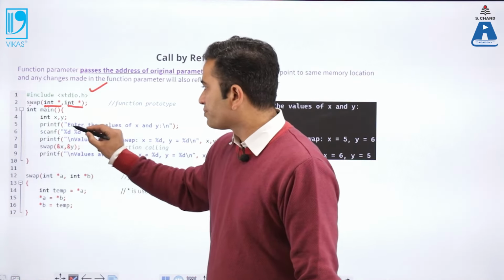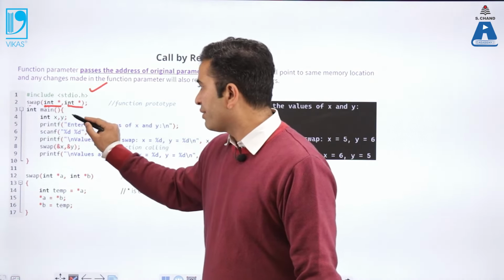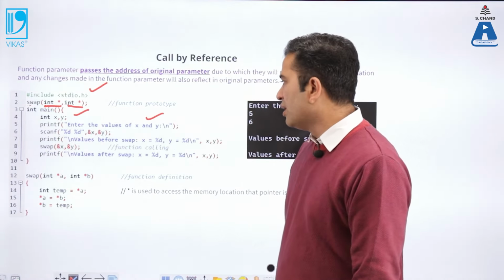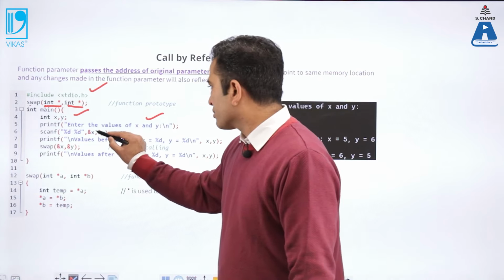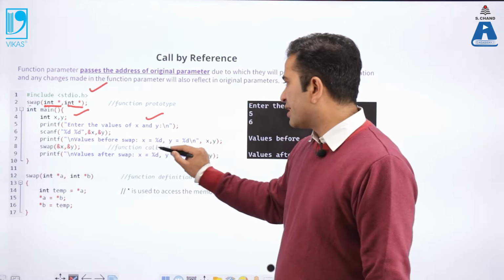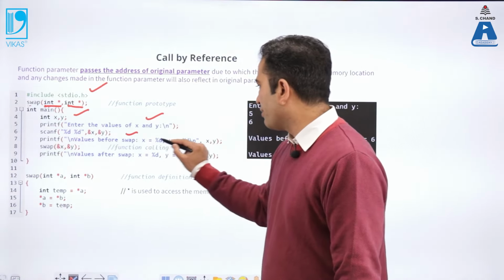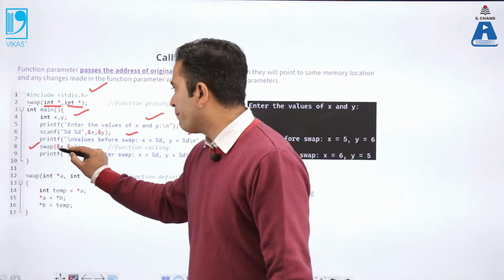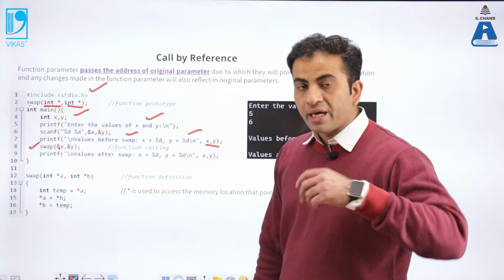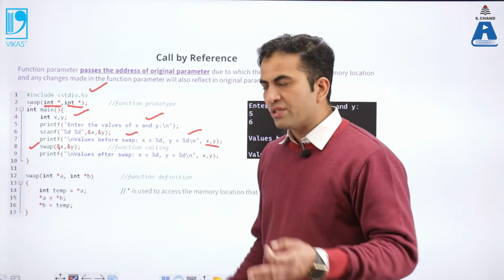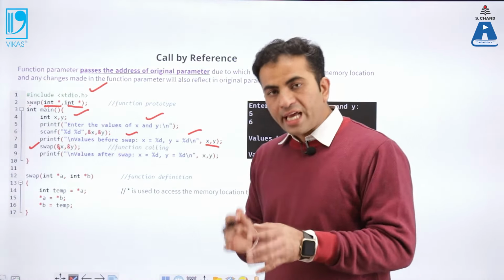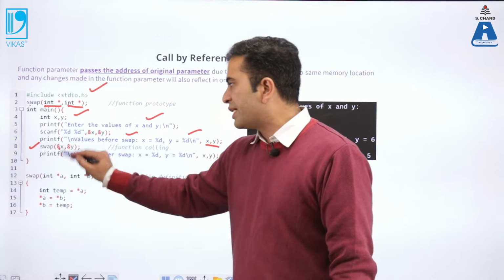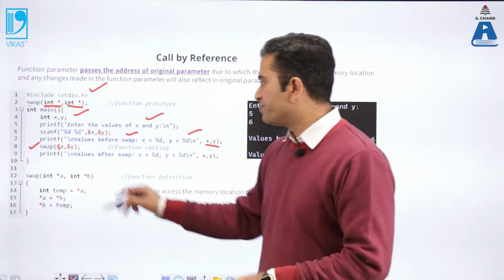Int main, and inside the main we are declaring the x and y values. We are inserting the values of x and y. Before that, we are printing the statement that before swapping the values of x and y are this. Now the function call is there, swap &x &y. We are doing call by reference, so we are sending the addresses of the variables x and y. That's why we are using &x and &y.